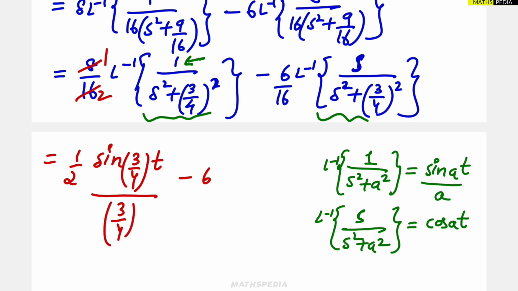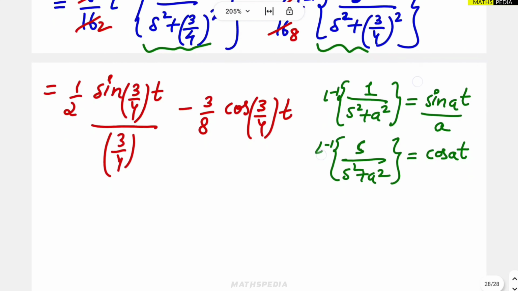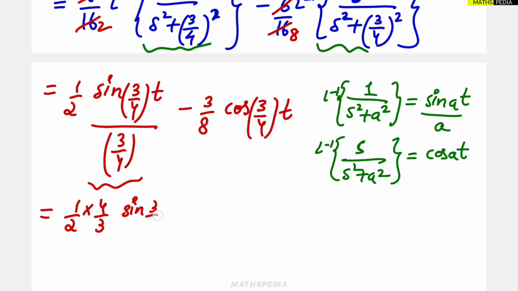Minus 6 into 6 by 16 we can simplify. It will be how much? 2 3s are 6, 2 8s are 16, into Laplace inverse of this thing can be written as cos at. What is cos at? Cos 3 by 4 t. Now we can simplify further. This part you can take up. It will be 1 by 2 into 4 by 3 into sin 3 by 4 t.